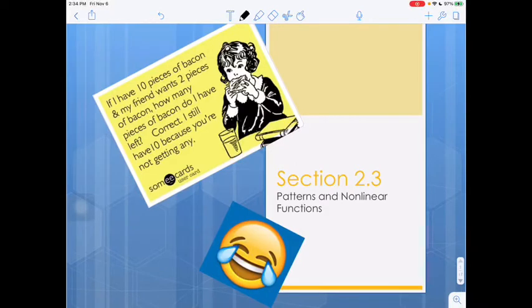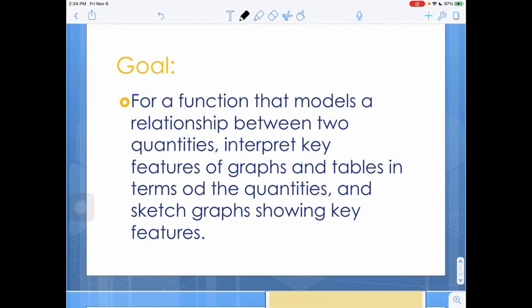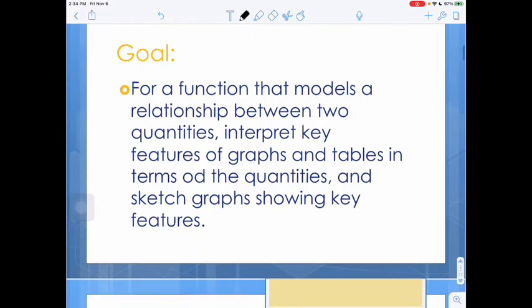Section 2.3 is patterns in nonlinear functions. Our goal is, for a function that models a relationship between two quantities, to interpret key features of graphs and tables in terms of the quantities, and sketch graphs showing key features.